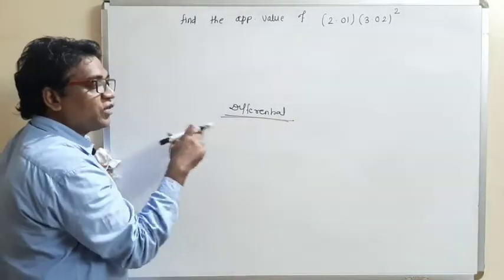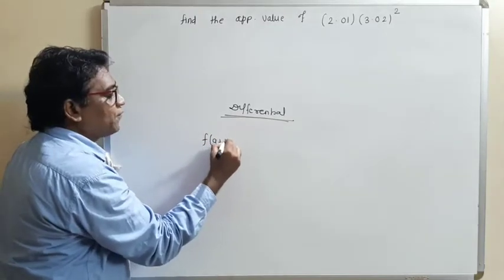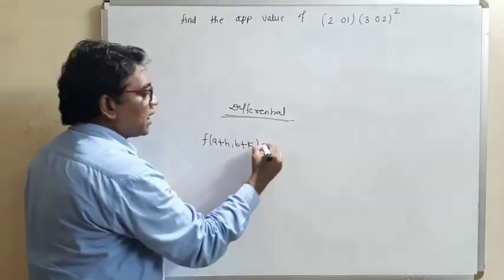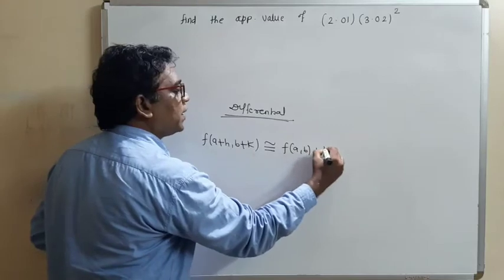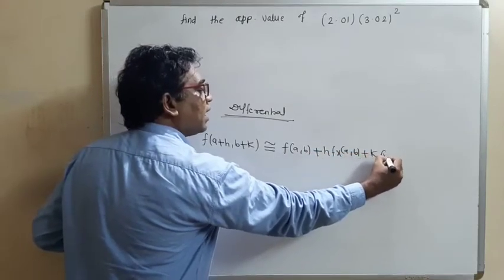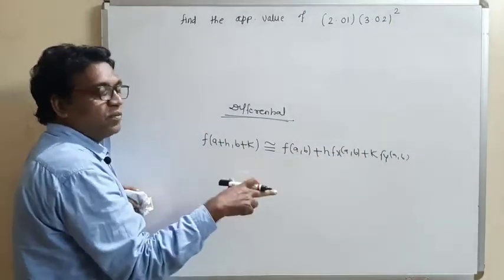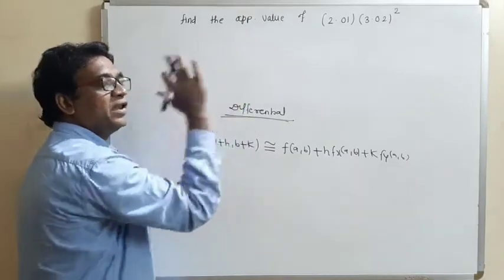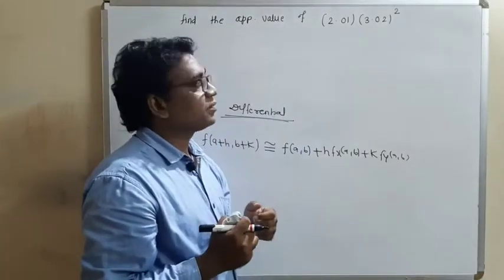Now what is the differential formula? This formula, f of (a plus h, b plus k), the approximate value, is given by the term f of (a, b) plus h fx at (a, b) plus k fy at (a, b). By this differential formula, we can easily calculate the approximate value of any function. Now we want to find out the approximate value of this function.